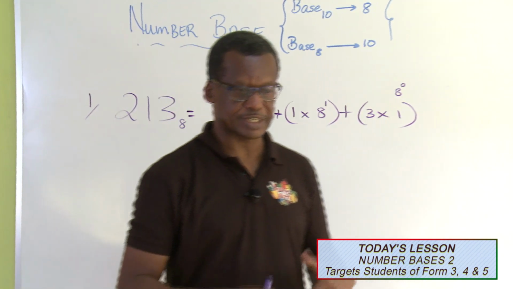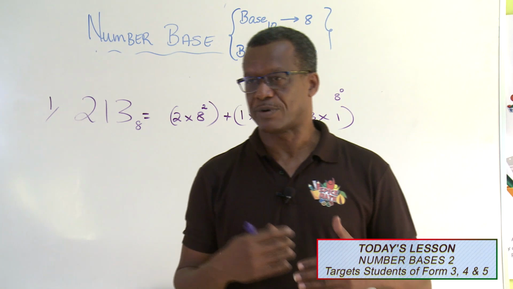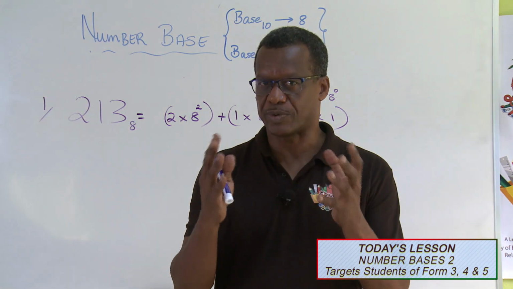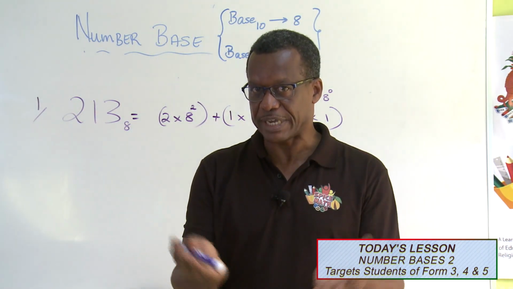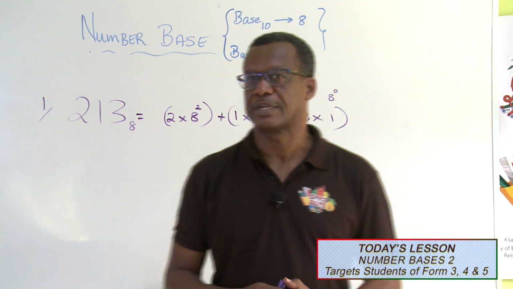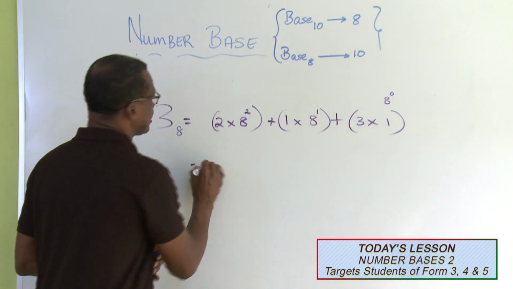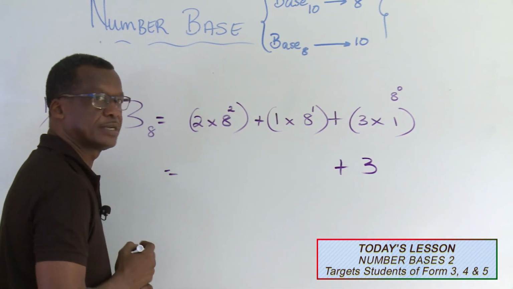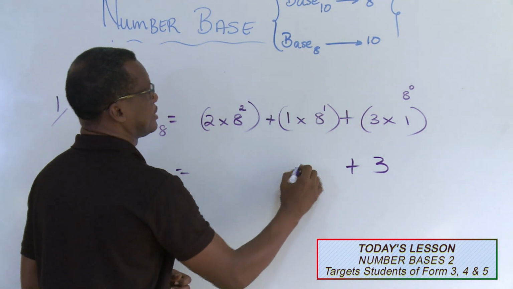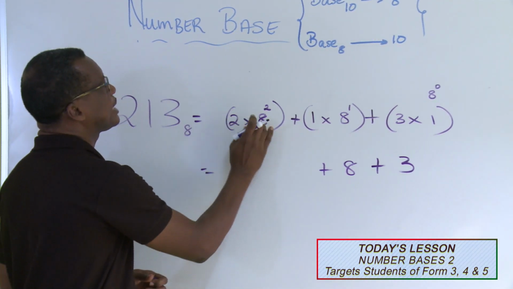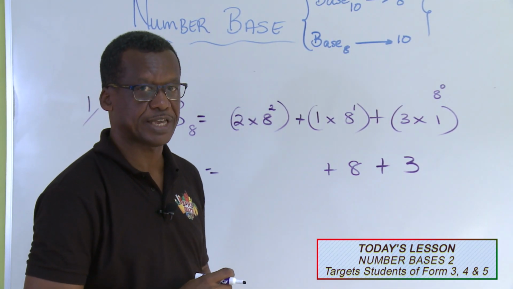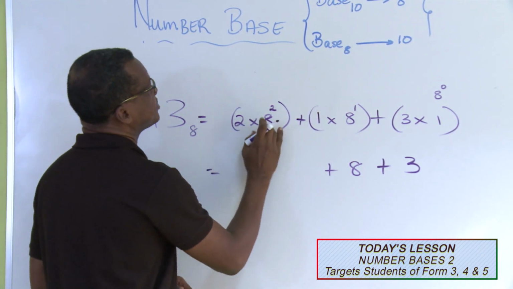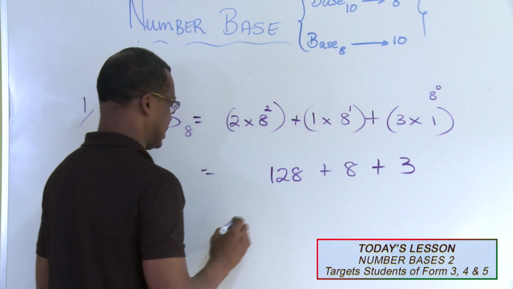Okay, remember hundreds and tens and ones are for when we're working in base 10. When the base changes, we have to think now in the group or in the base that we're working with. And in this case, is base 8. Let's work it out. 3 times 1, 3. 1 times 8 is 8. And 2 times 8 squared. How much do you think 8 squared is? 8 times 8, which is 64. So 2 times 64 is 128.